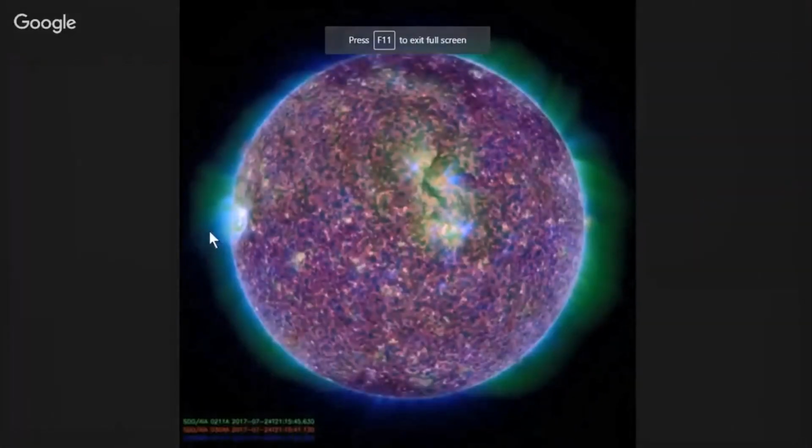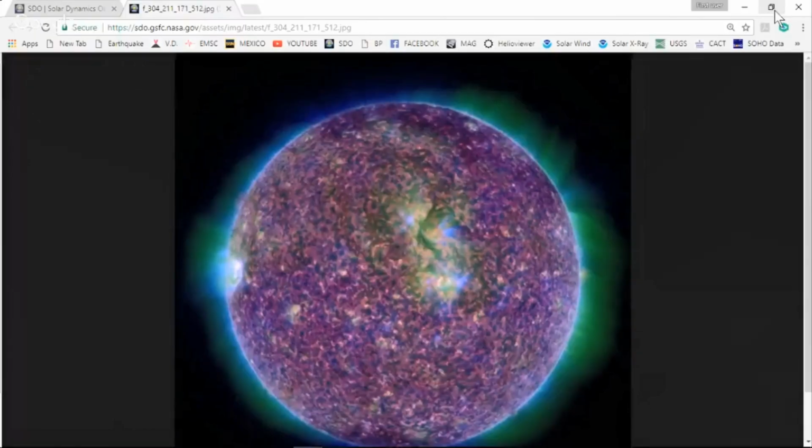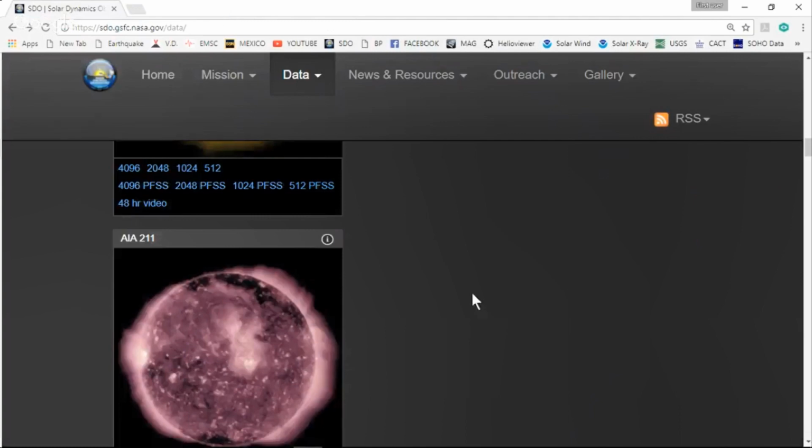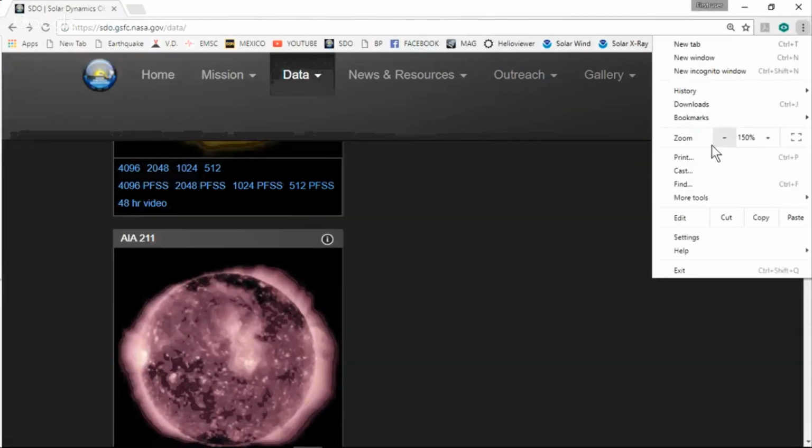But there's no video to this. All you get are a few still photographs, and then you click on a few other little icons, and they show you the magnetic field lines on the sun and so on. But you never get this. You never get this in a 48-hour loop. Why is that? It's pretty interesting, quite colorful. Makes you wonder what they're doing. Let me reduce this a little bit.